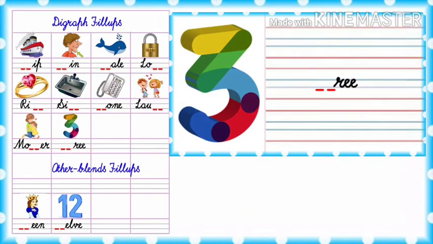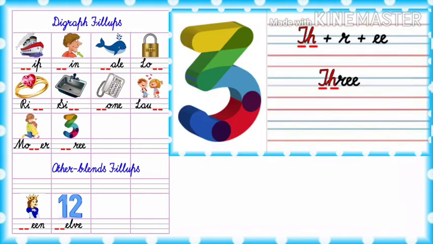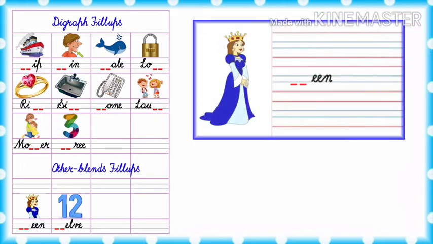Now read the next word, dash re. Re is nothing. Which picture is this? It's a picture of three. So fill the correct digraph TH and make the word complete. Three. Th is the soft sound of digraph TH.